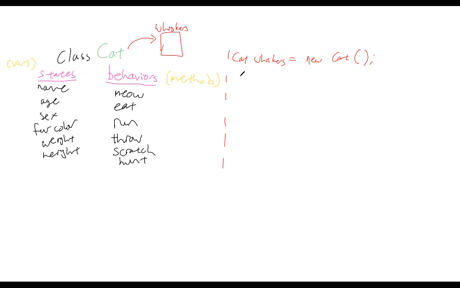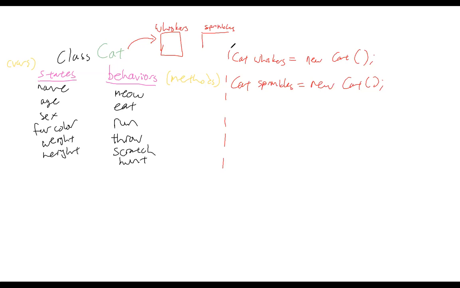Now, if we make a new cat, we'll call this sprinkles. New cat. I don't have a cat, so I don't know what people name their cats. Sprinkles.